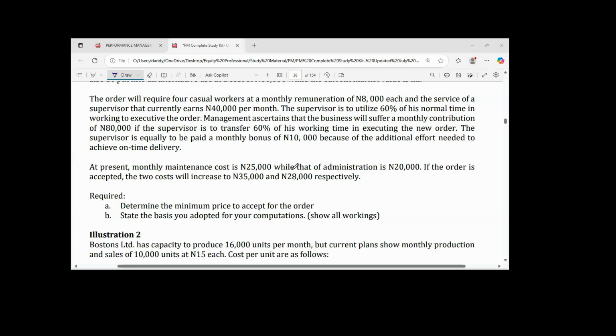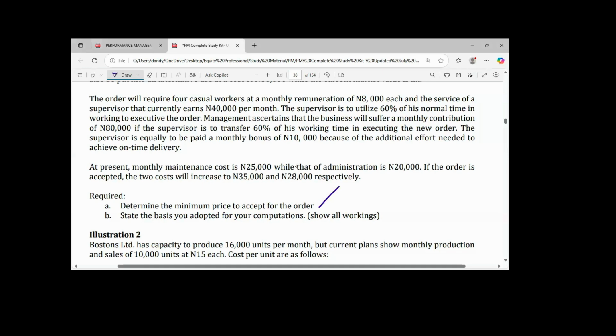Yes, from the requirements, you will see in requirement A, the examiner wants you to determine the minimum price to accept for the order. So when you look at the question all throughout, when Christiana was reading it, there was nowhere a selling price or sales value is mentioned.